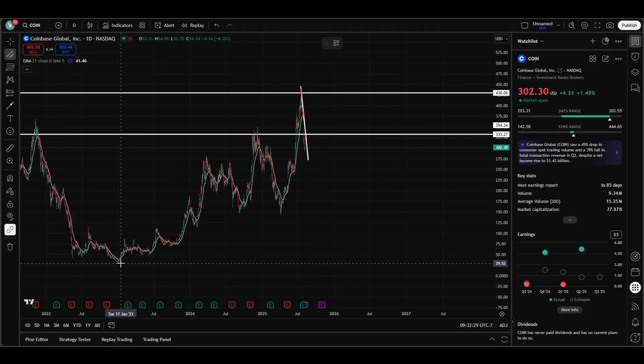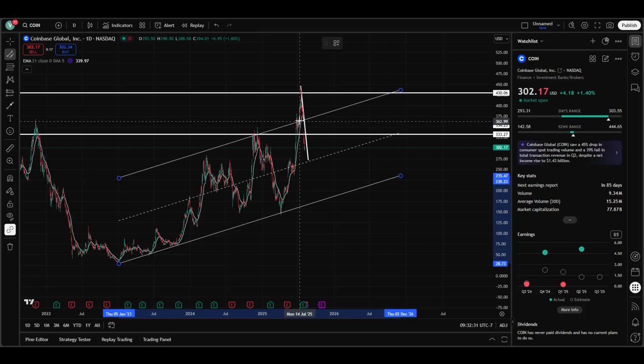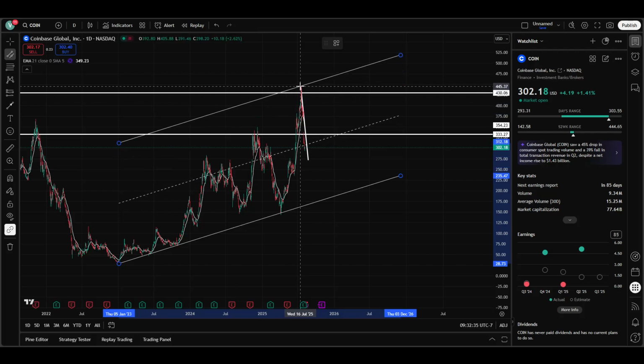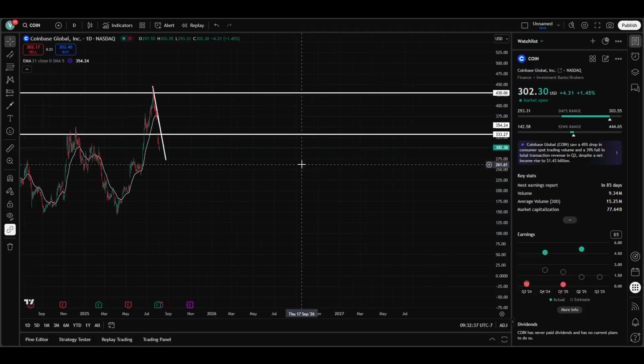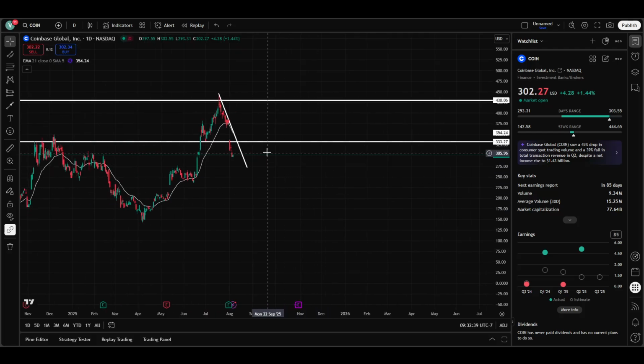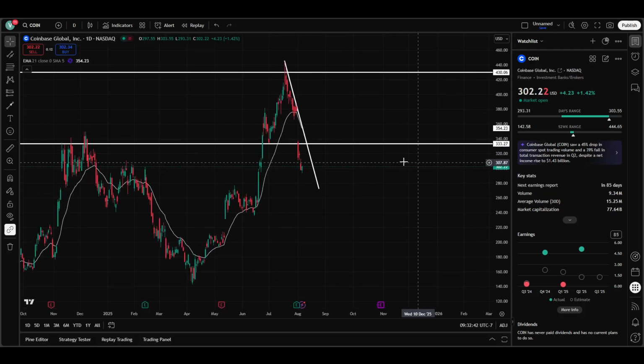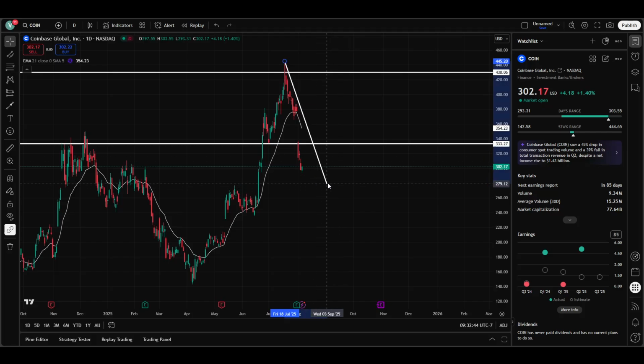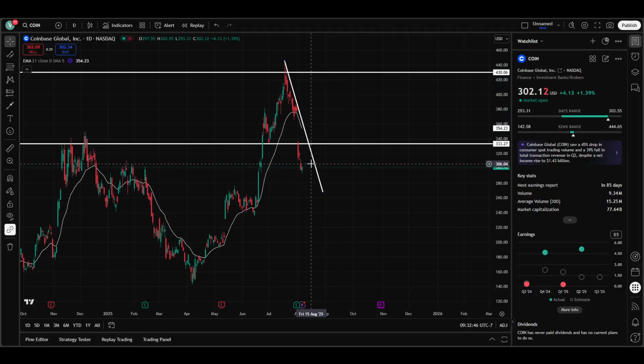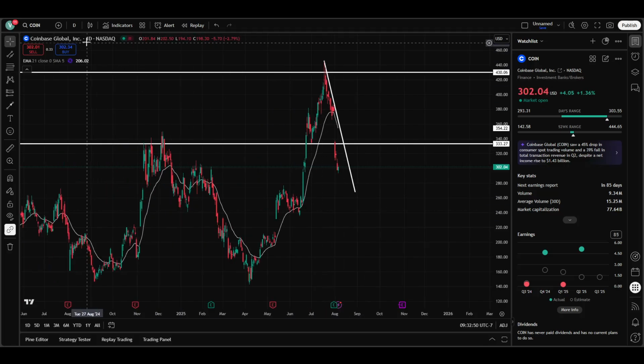So let's draw a channel. 1, 2, 3, drag this across. So it looks like we overextended, overshot the channel. Maybe it's wider like that. But overall, unless we get above 333, I would maintain a bearish bias because it's below that level and we're below the downward sloping trend line. So I say right now, Coinbase most probably has a lot of room to the downside, in my opinion.